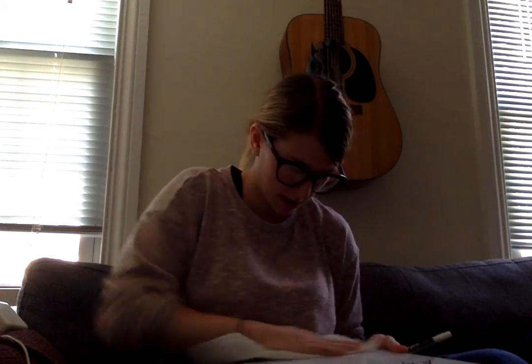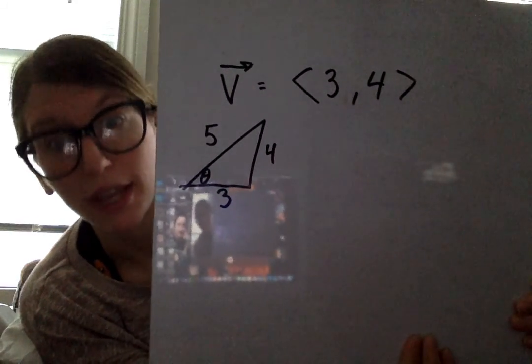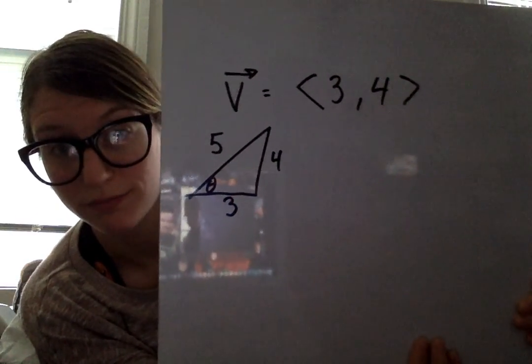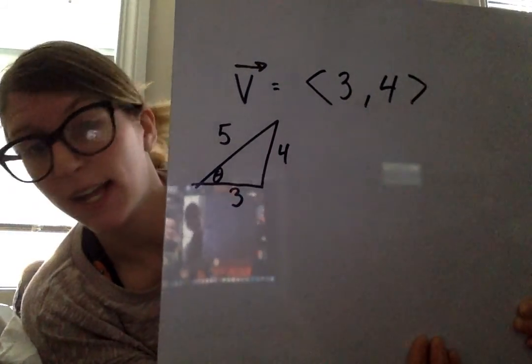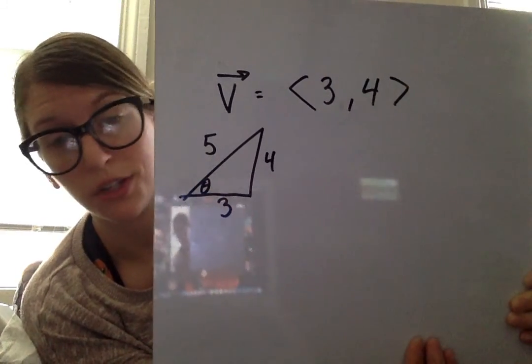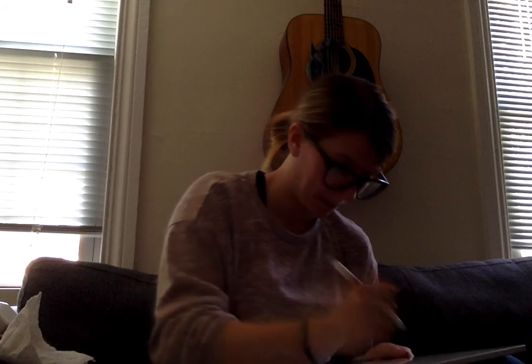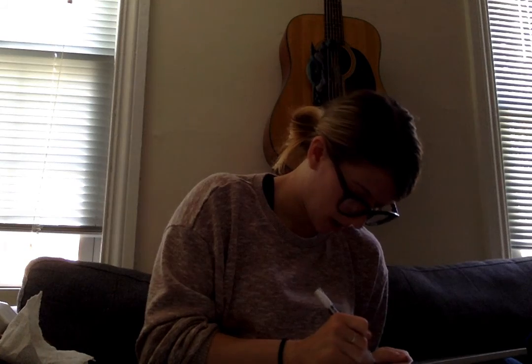So I'm going to go back to my triangle. Now I know the magnitude's 5, so I know my hypotenuse is 5. And I need to find theta, because theta is my direction. So I can use any one of my inverse trig functions. I'm going to label my sides so you can see them. 4 is opposite, because it's directly across from theta. 5 is hypotenuse, because it's directly across from the 90-degree angle. And 3 is adjacent, because it is adjacent to that.